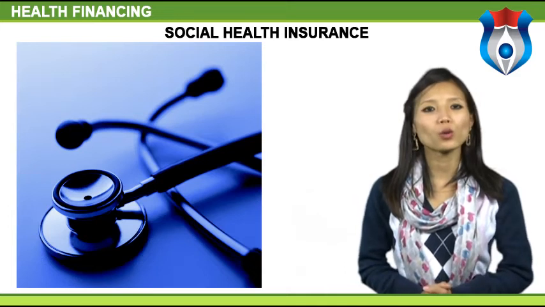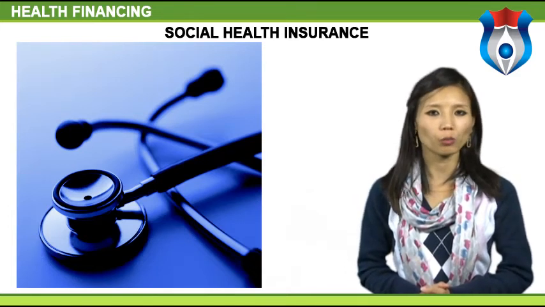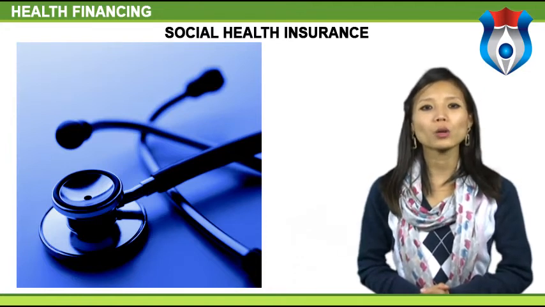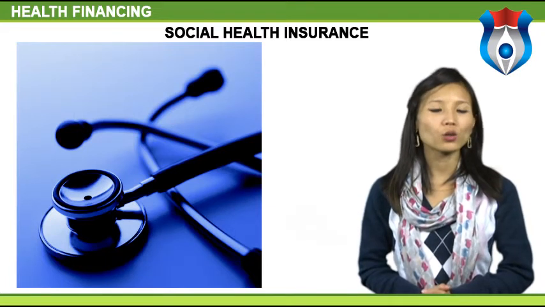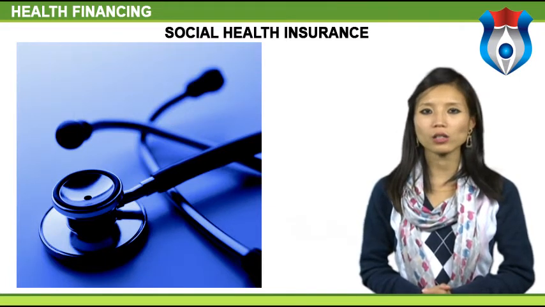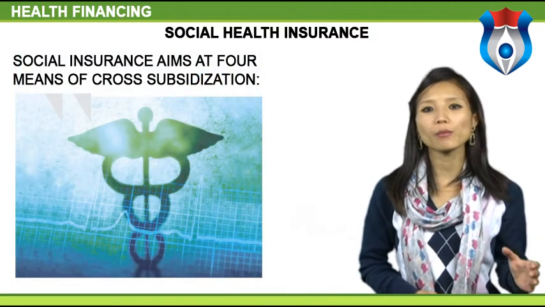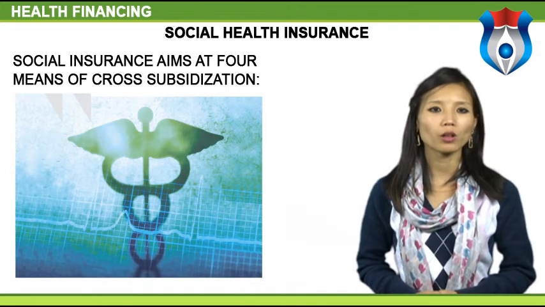Redistribution is based on the notion of equity and seeks to transfer income or wealth from the rich to the poor. Social insurance is based on redistribution policies to equalize the financial burden of health care and to ensure access to care on the basis of need and not on ability to pay. The main difference between social and private insurance is the extent of the redistribution intention of the former.